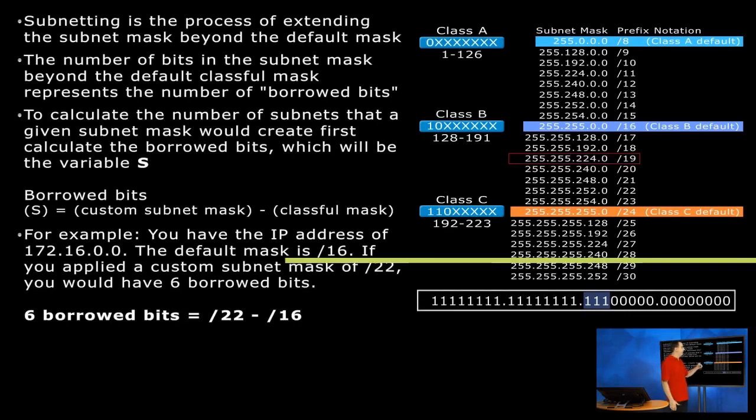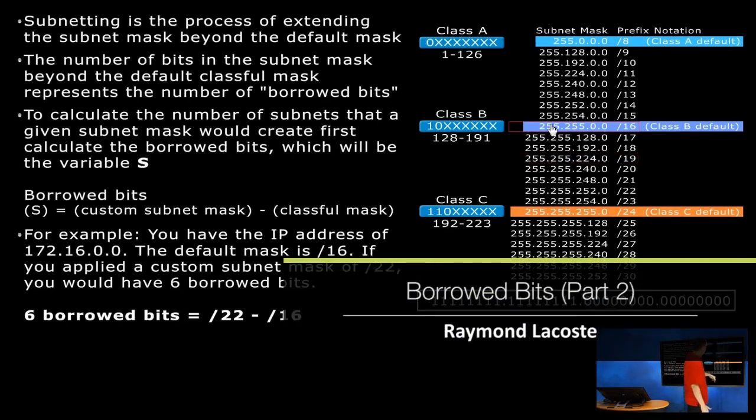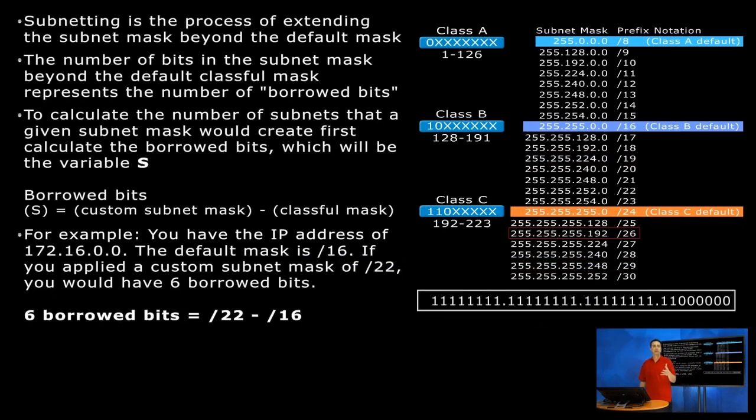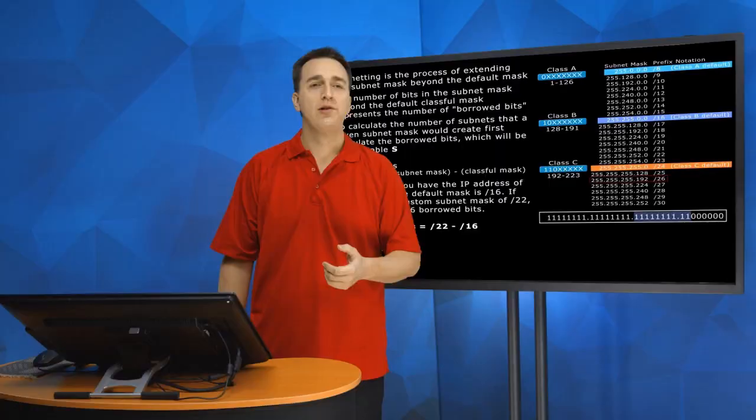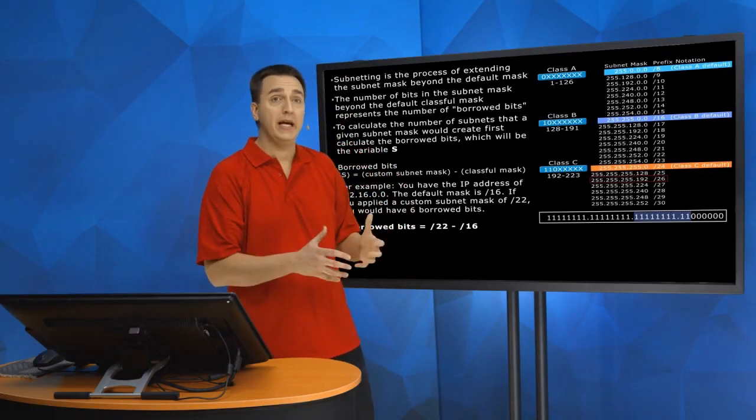What about this one? I'm a /16. We're now a /26. Is that even possible? Now I am a /26. Can we even do that? You bet we can. How many bits did we borrow? Yes, we borrowed 10 bits.